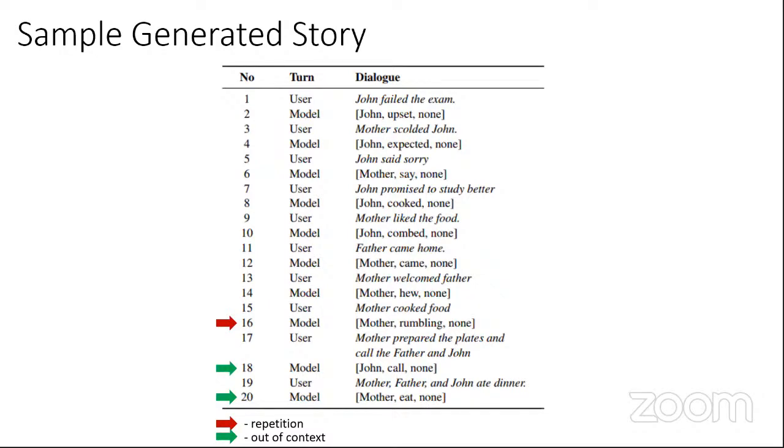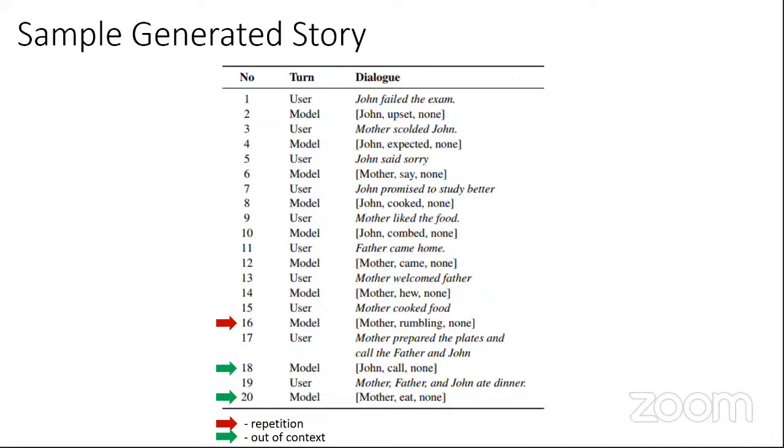But in this case, we can see that the user started with the character John failing an exam and then having an interaction with the mother and the father. Summarizing this, we can see that there are still replies that have out-of-context items and those that simply repeat items that have already been said before.